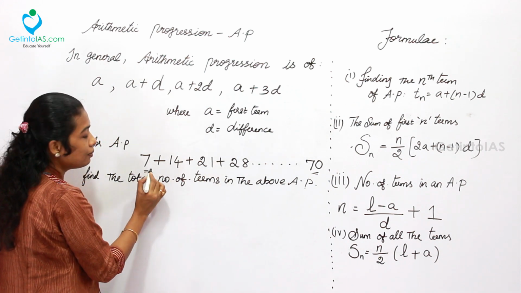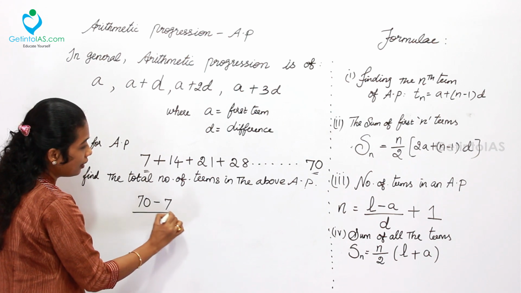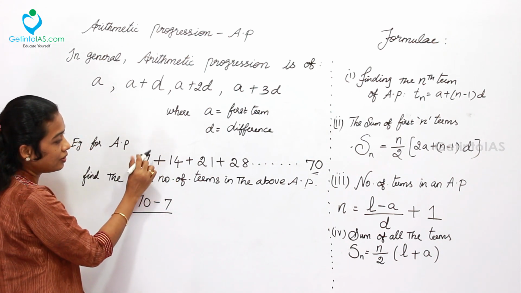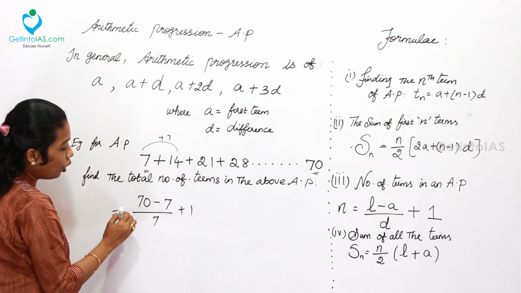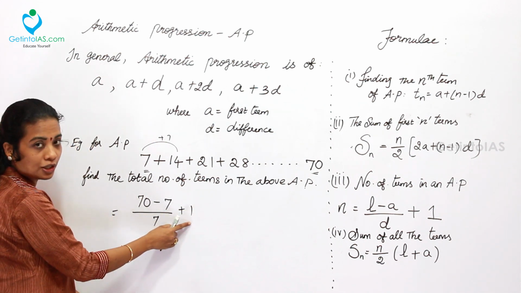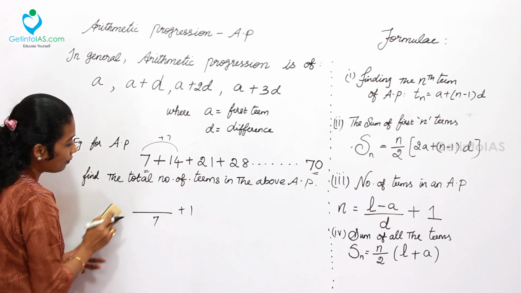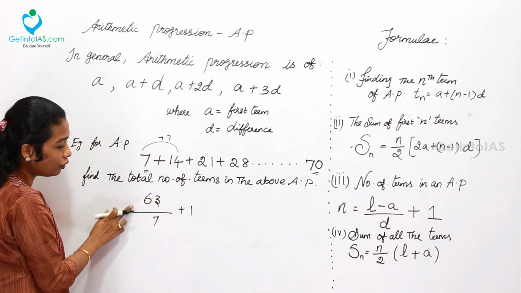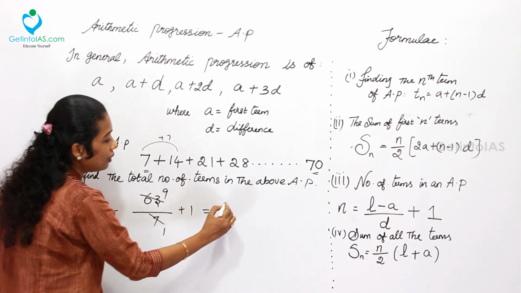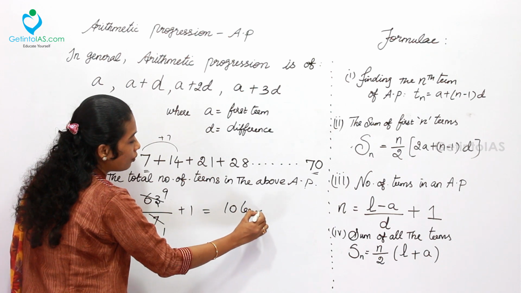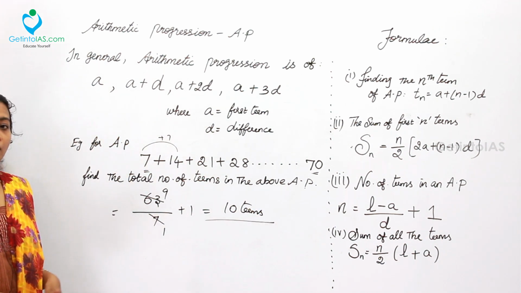What is a? a is simply 7. So 70 minus 7, the whole divided by the difference. What is the difference here? Plus 7. So (L minus a) by d plus 1: 70 minus 7 is 63. Now make the division: 9 times 7. 9 plus 1 is 10. So finally my answer for this question is 10 terms. There are 10 terms in the AP.